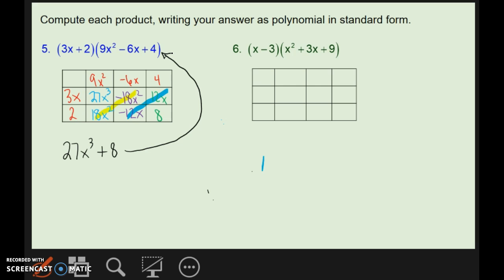So again, multiplying with the area model, main idea is we've got to make sure that when we set these boxes up, that what we have here is correct. Once we've completed the area model, though, that's not our answer. It's the like terms along the diagonal added up. And that will give us a polynomial written out in standard form.